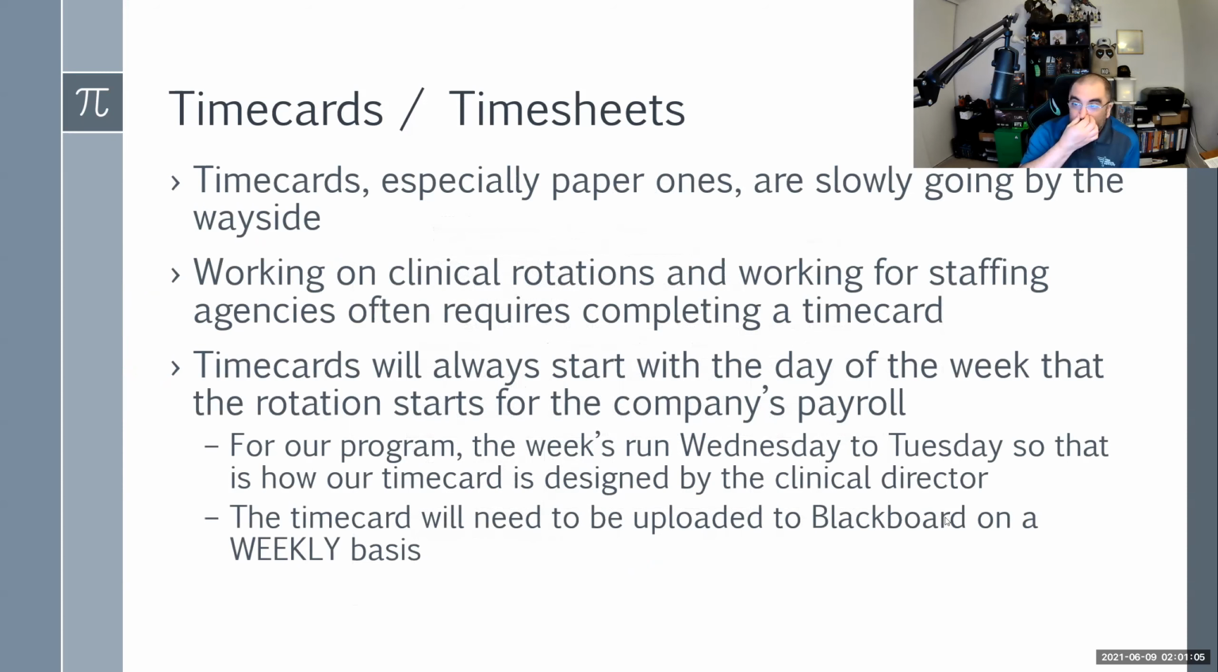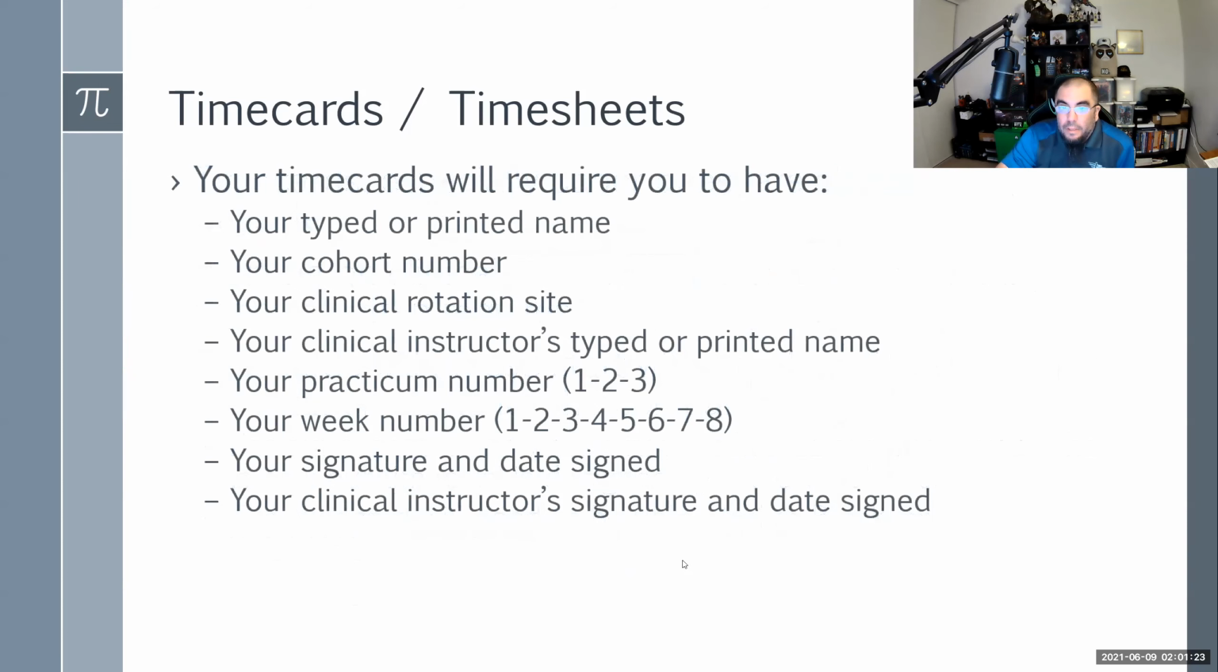But working on clinical rotations and working for a staffing agency often requires completing a time card, especially if you're doing something like home health. They always start with the day of the week. The rotation starts for the company payroll. For our program, that week is Wednesday and it runs till Tuesday. The time card will need to be uploaded to Dr. Ovreskin weekly in Blackboard. It will require you to have your typed or printed name, your cohort number, your clinical rotation site, your clinical instructor signature or signed name, your practicum number, all that fun stuff. So you need to have all of that filled out.